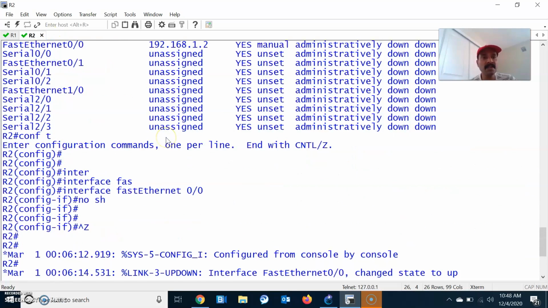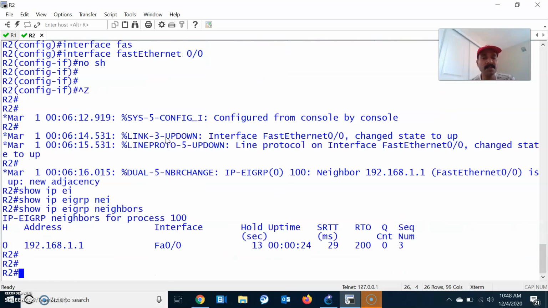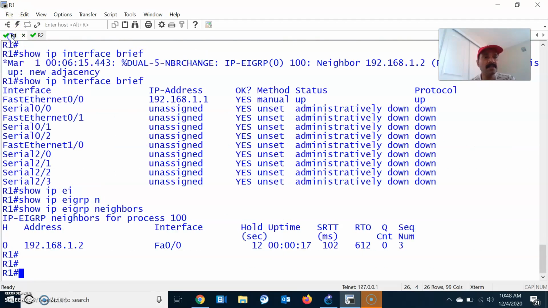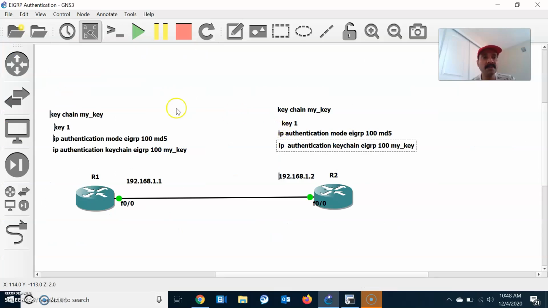In case of any key mismatch, what happens? The neighbor relationship will not establish. It will show the mismatch key. So this is how we can configure EIGRP MD5 authentication between R1 and R2.